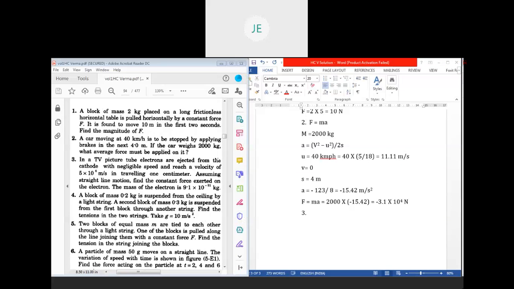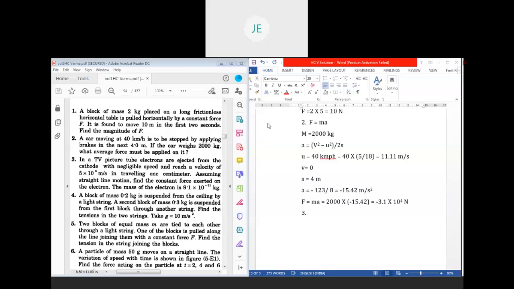In a TV picture tube, electrons are ejected from the cathode with negligible speed and reach a velocity of 5 into 10 power 6 meter per second in traveling 1 centimeter. Assuming straight line motion, find the constant force exerted on the electron. The mass of the electron is 9.1 into 10 power minus 31 kg. Mass is given. With the given data, find acceleration and then force. F is equal to ma. Try this.